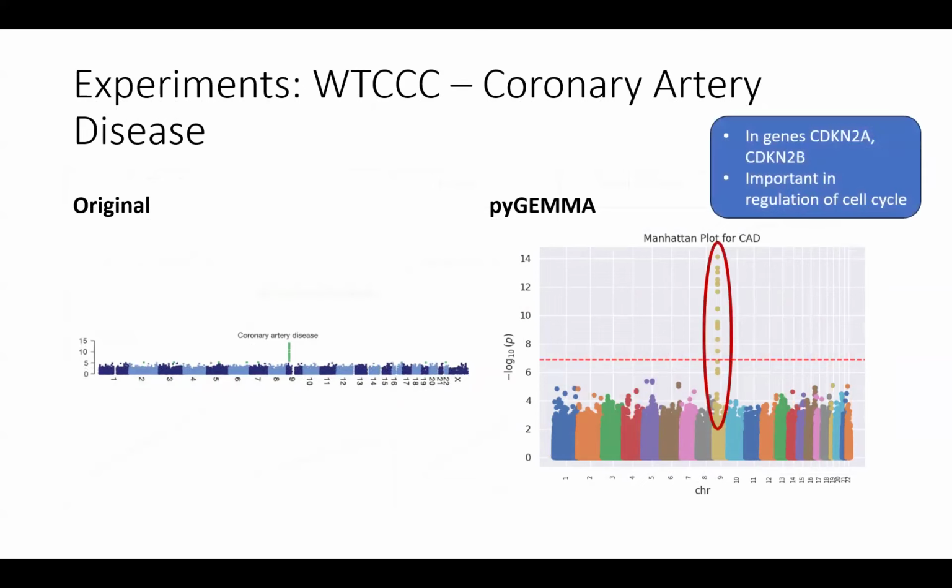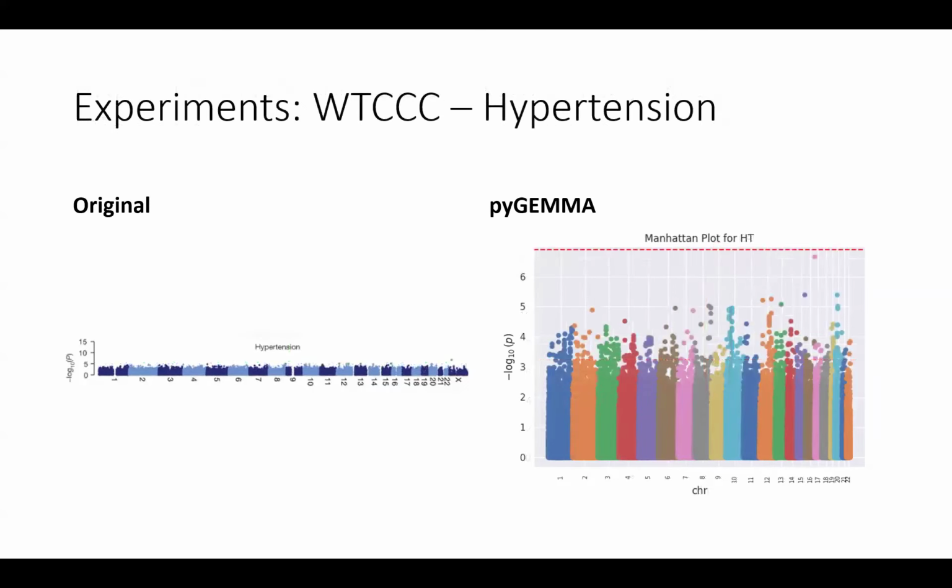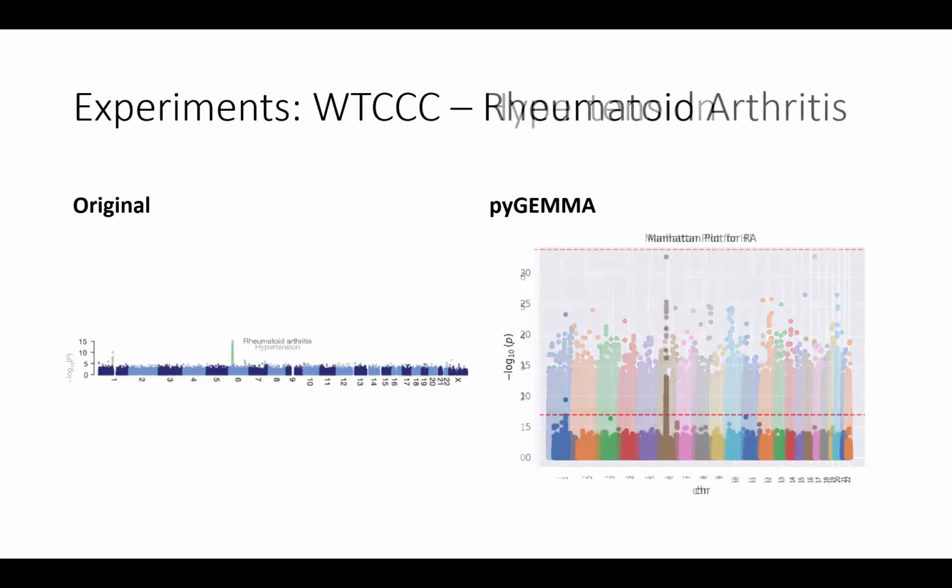And this is a spot that corresponds to 2 different genes. Both are important in regulating the cell cycle. So there's additional research that backs up that these are actual spots of interest for coronary artery disease. Hypertension, neither really picked up a signal. Also note the red line is after a Bonferroni correction, our significance threshold. So anything above that is what we count as significant. So we didn't really see anything for hypertension.